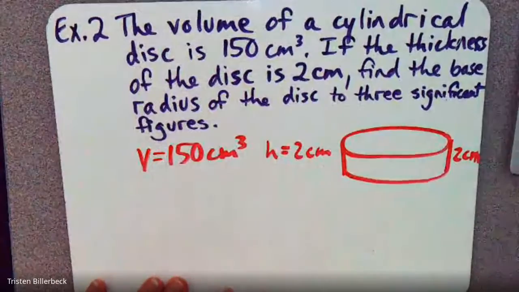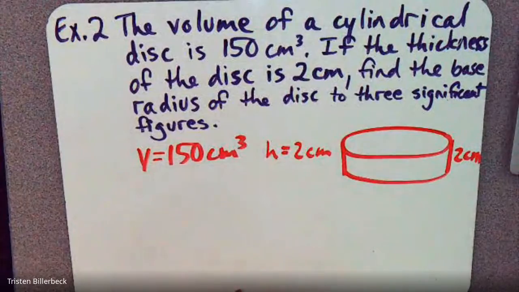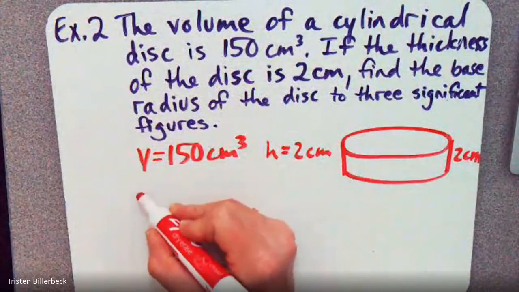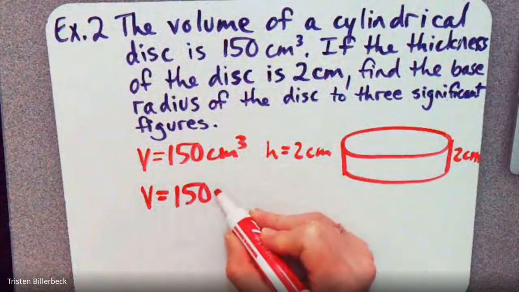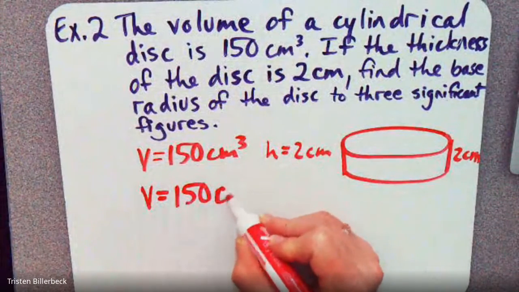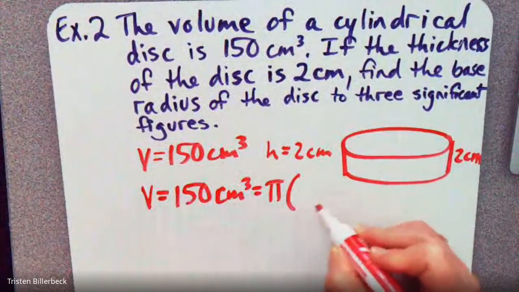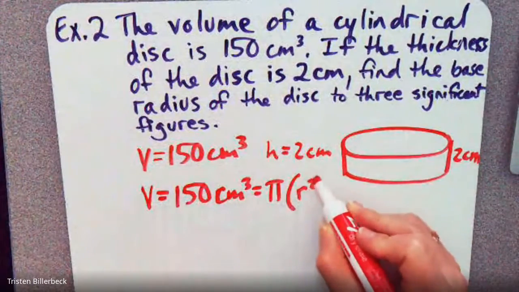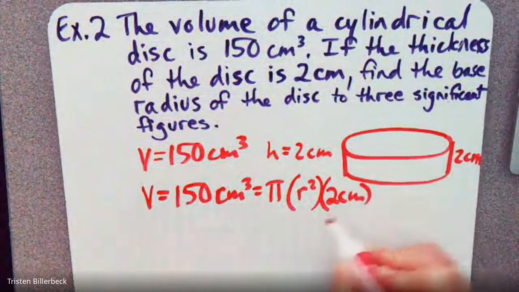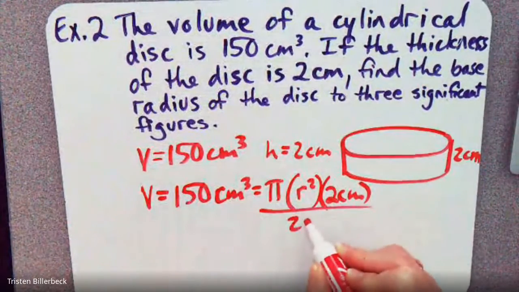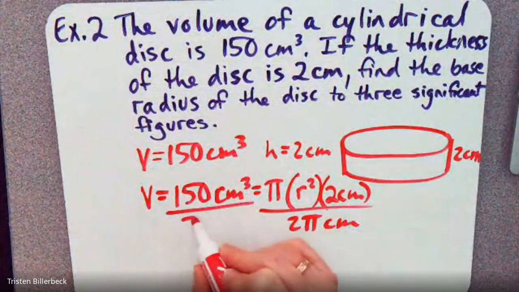It says find the base radius of the disc to 3 significant figures. So we have volume equals 150 centimeters cubed equals pi times r squared, which we don't know, times 2 centimeters. So let's divide by 2 pi centimeters on both sides.